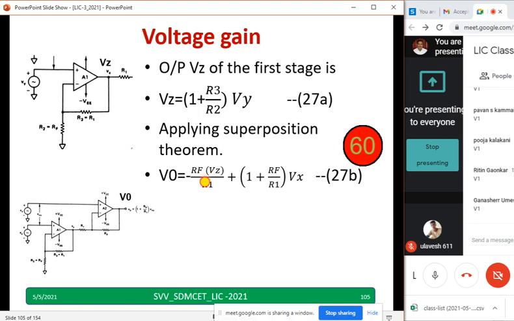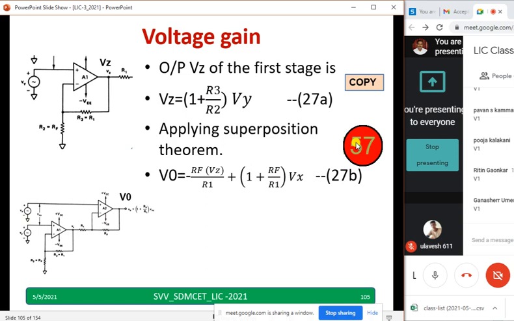V0 equal to minus Rf by R1 into Vz. This is the inverting terminal A, observe here, it is the inverting terminal, gain is given by minus Rf by R1, input is what? Vz. For the other terminal, the non-inverting terminal, I have an equation 1 plus Rf by R1 into Vx. Just the Vz value I will substitute and I will simplify. Observe carefully. You can copy down these two lines.